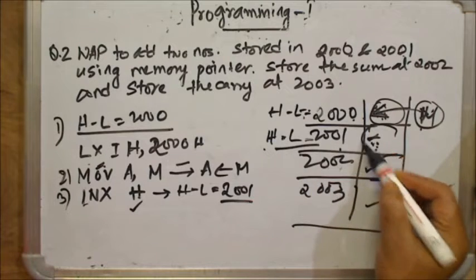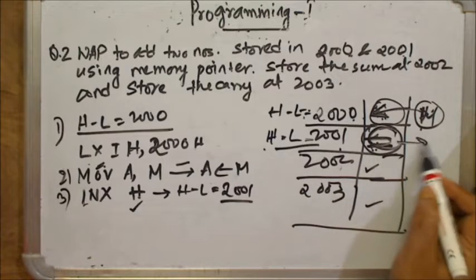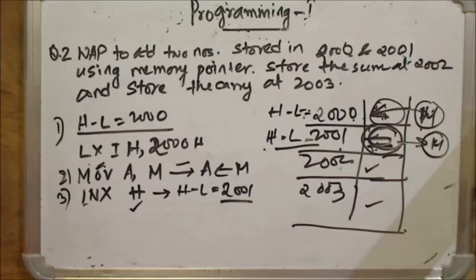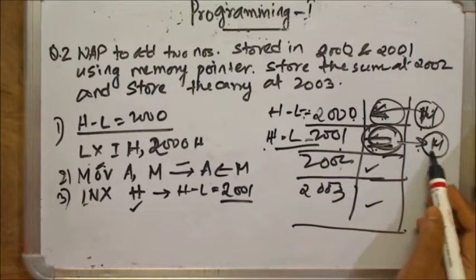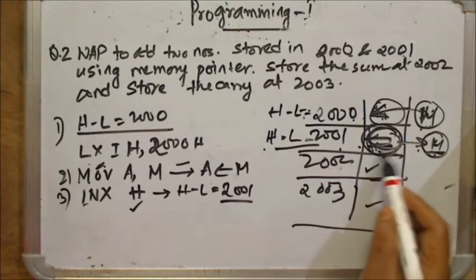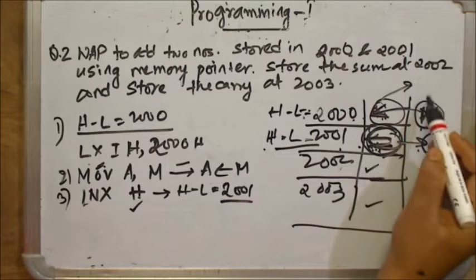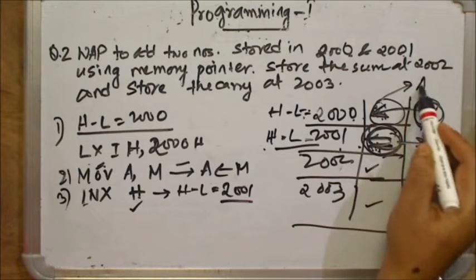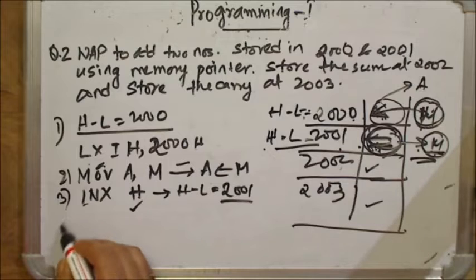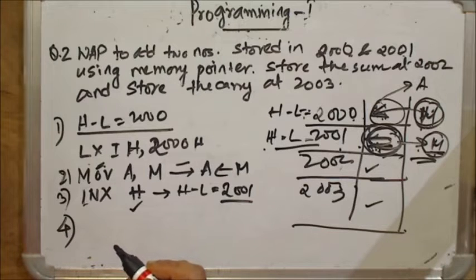So what is M now? The memory location pointed by the HL pair. This memory location is now the new M. Previously this was M. Now the new M is the memory location pointed by 2001. So the first number I have stored in A and the second number is in M. So what is our next step? We have to add both the numbers, right?